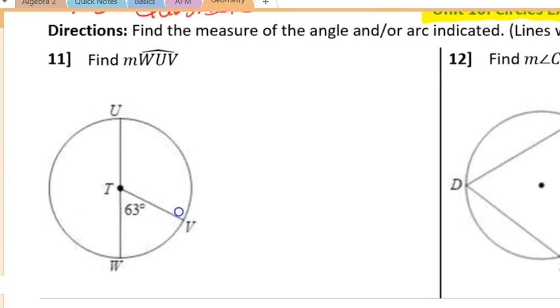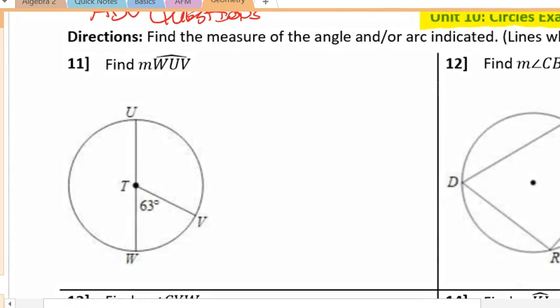We're finding the measure of angle or arc indicated. Here we are looking for the measure of arc WUV. So here's arc WUV going from point W to point V through point U. So how much is this arc? Well, let's start with our given information. We are actually given a central angle of 63 degrees. Well, this central angle is related to this arc that it intercepts, and they are in fact equal. So that means that this arc here is also 63 degrees.